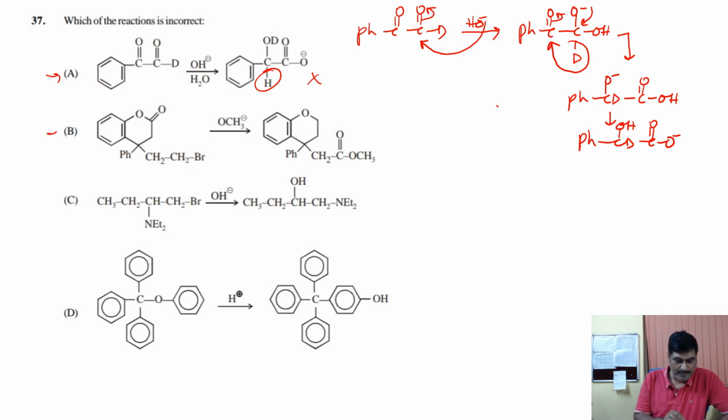So fine. What about this option B? We should explore even this one. One thing you understand, this is a very beautiful question, right? So OCH3 minus is attacking here on this one, right? This will go up, and let me write here: Ph, here this one is O, there is OCH3, O minus. There is another Ph, CH2, CH2Br.